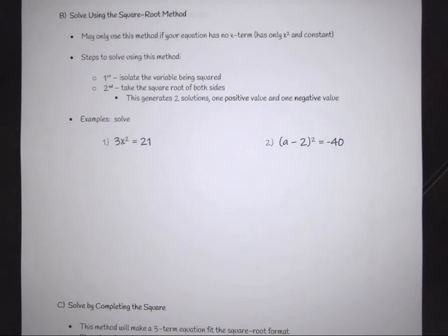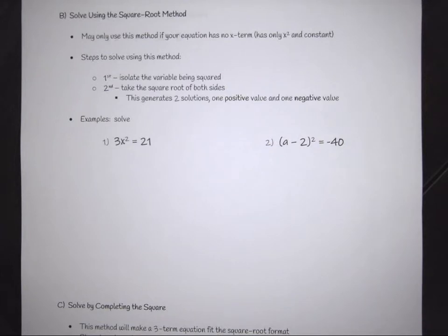That method is simple. You have to isolate your squared term, so get it all by itself, and then you simply take the square root of both sides. Now, as soon as you do that, you will automatically be generating two solutions, one positive, one negative. So what you have to remember here is that when we take the square root in this circumstance, meaning dealing with a quadratic equation, then your square root is going to have the positive and negative response as the solution.